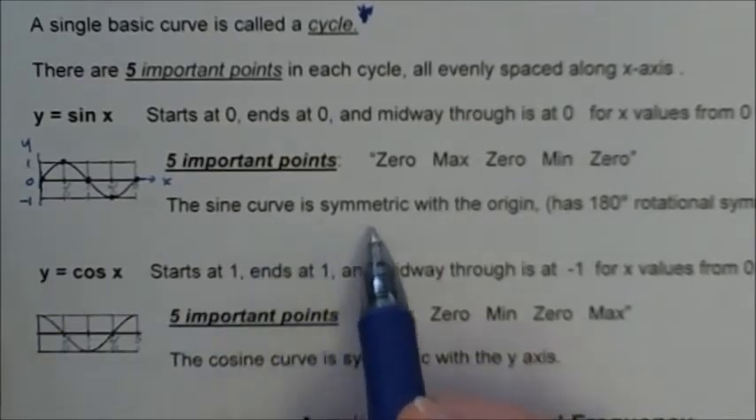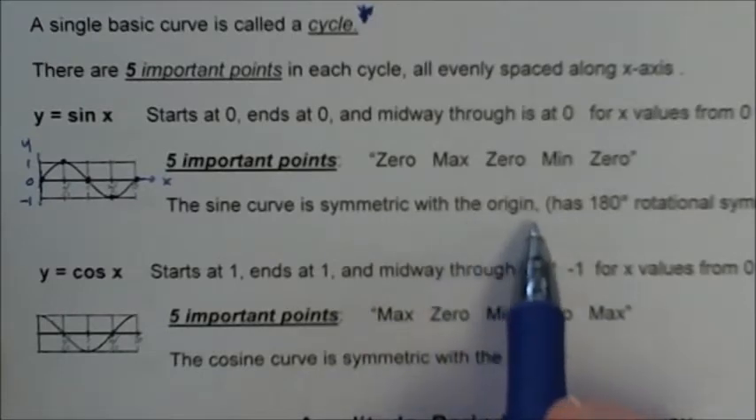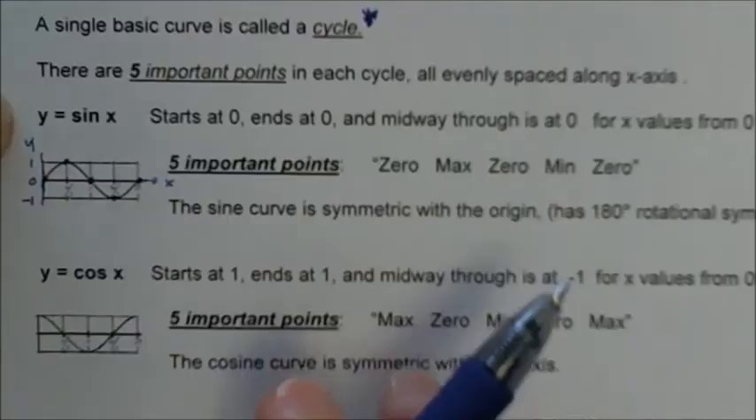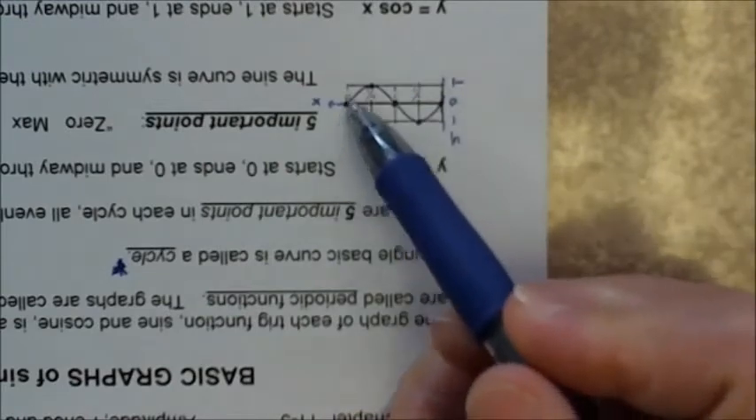The sine curve is symmetric with the origin, meaning it has 180-degree rotational symmetry. So if we were to rotate this paper, turn it upside down, we have the same sine curve representation as when we started, looking at it right side up.